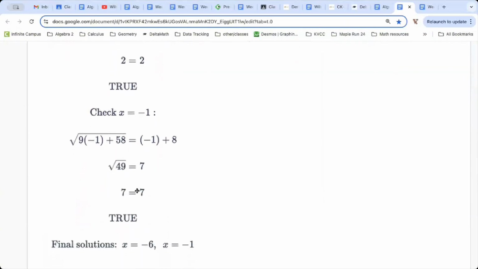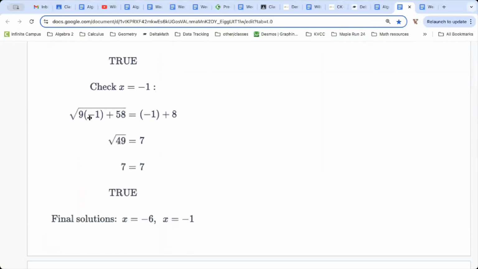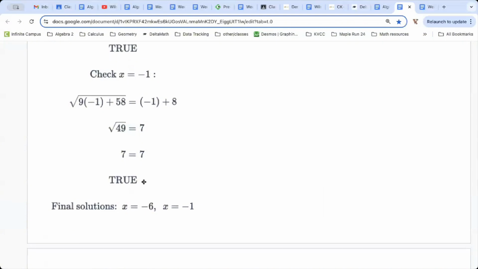Next, we want to check the other one. We want x equal to negative 1. Plug in where x is. Negative 9 plus 58 is positive 49. On the right-hand side, combine negative 1 and 8, it's 7. The square root of 49 is 7. The left-hand side, 7, equals the right-hand side, 7. So again, x equal to negative 1 is also a true solution.